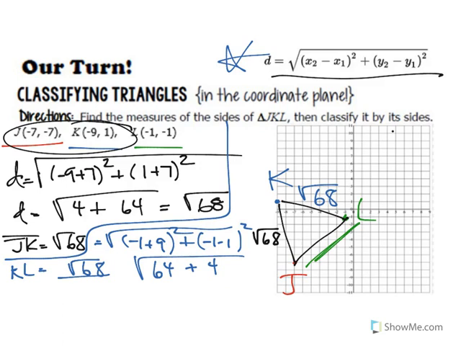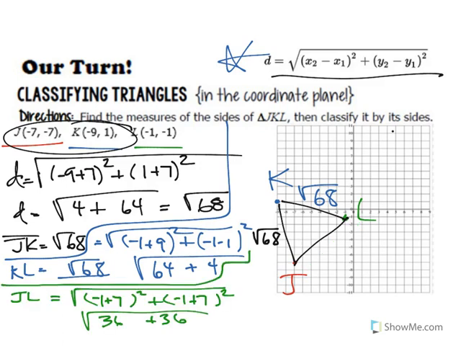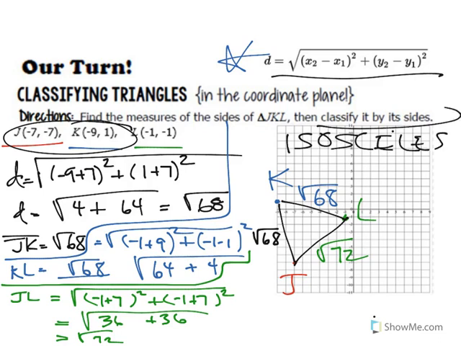So I'm going to go ahead and do that last one, JL right here. I'm going to do this in green. Once I substitute my values there, I'm almost finished working it here. The distance for this would be 36 plus 36 is 72. So the square root of 72 is the distance from J to L. It looks like we are dealing with an isosceles triangle.